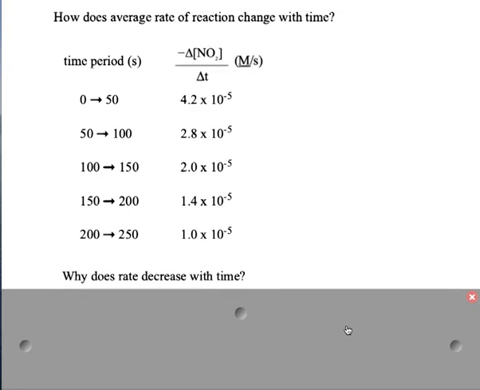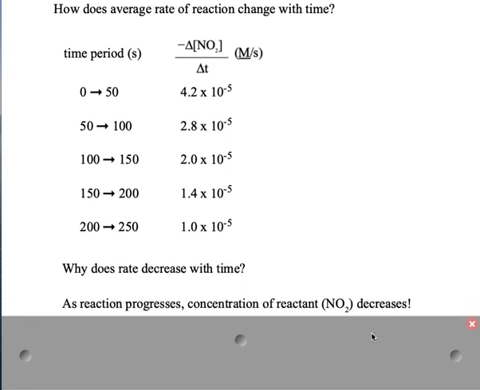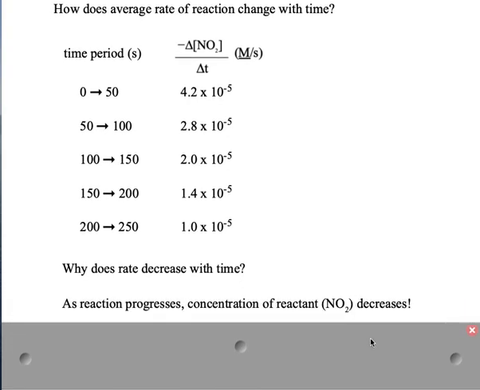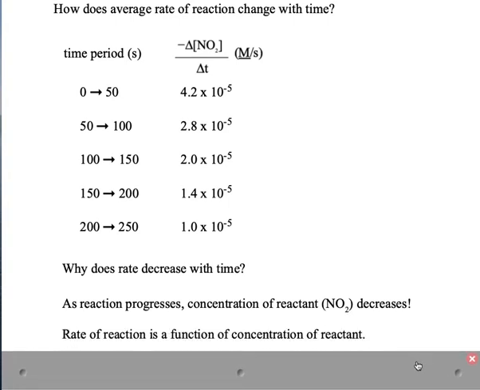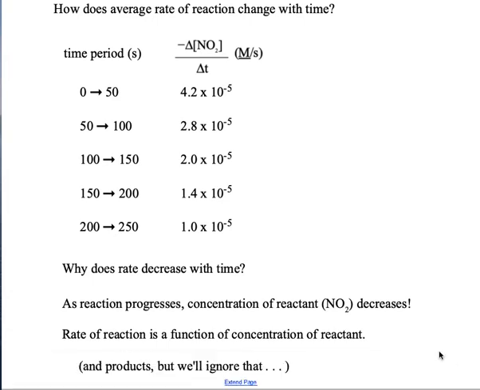Why is the rate of reaction decreasing with time? Well, as the reaction progresses, the concentration of NO2 decreases, so therefore we must conclude that the rate of reaction in this case is a function of concentration of reactant. As the concentration decreases, the rate of reaction decreases. The rate also depends upon the concentration of products, but we're not going to be concerned with that.